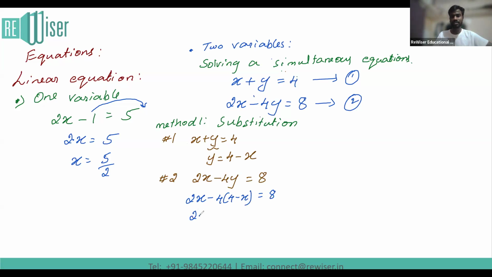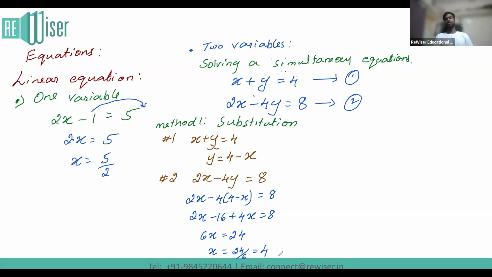Now, when I simplify this, it's going to be 2x minus 16 plus 4x equals 8. Then this is going to result in 6x. And when minus 16 goes to the other side, it's going to be 8 plus 16, which is 24. Then x will equal 24 divided by 6, which is 4.